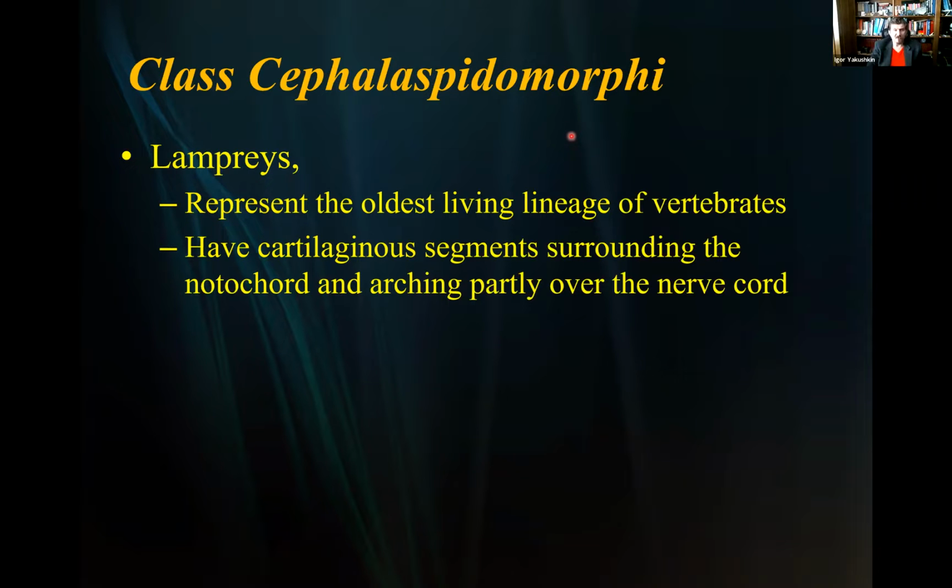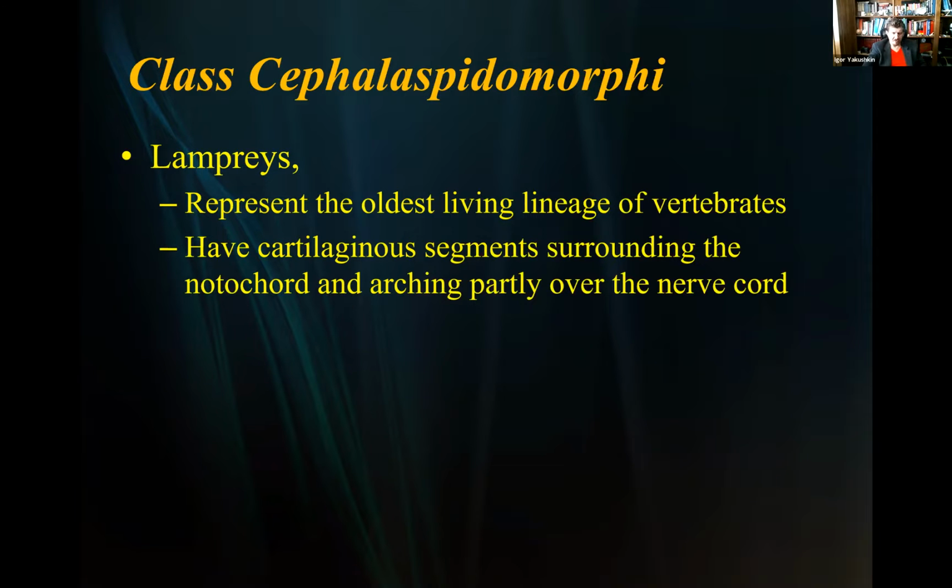They are quite common if you go into your Great Lakes, for example. For one reason or another, we brought those creatures there, and they are reproducing en masse because they don't have natural predators in the Great Lakes. Hence they are parasitizing on the other fish. So yeah, they have cartilage segments surrounding the notochord. In some cases, they might even be arching partly. They're not fully enclosing the nerve cord. So a very simple group of fish, and once again, no jaws.